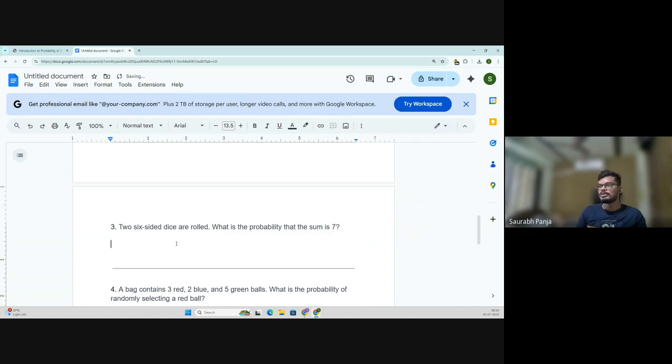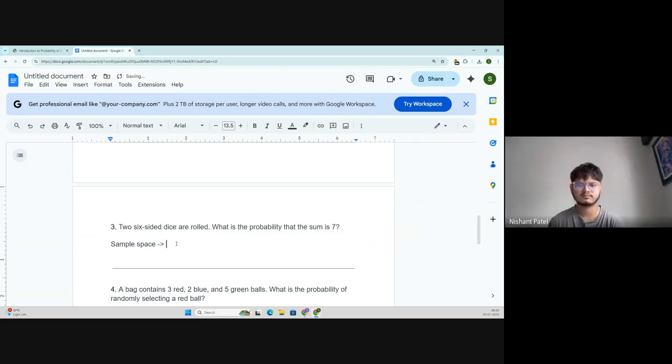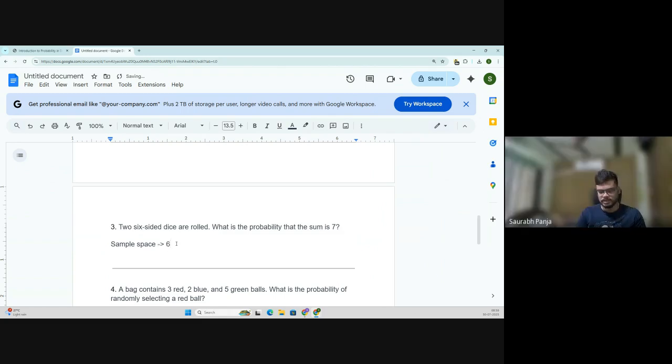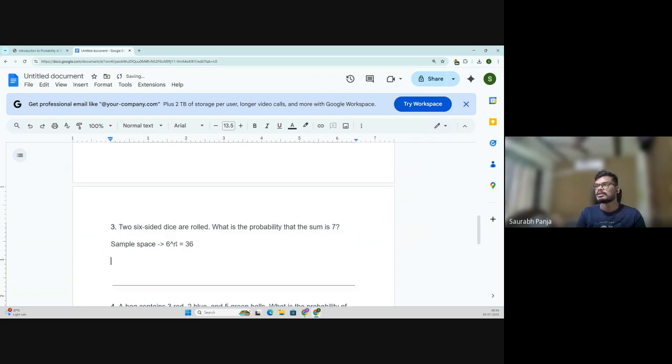There are two six-sided dice. The sum of the outcome should be 7. So what would be the sample space? 36, right? Two dice will be 6 raised to n, 6 squared is equal to 36. Now, sum of 7. What is the probability of getting 7?